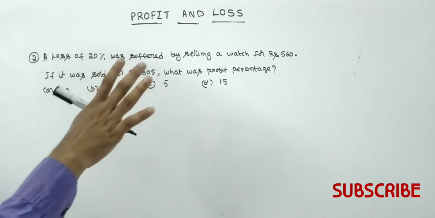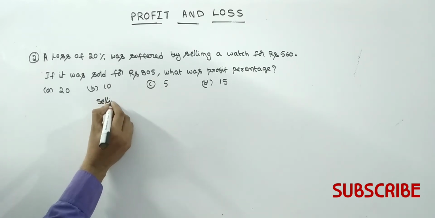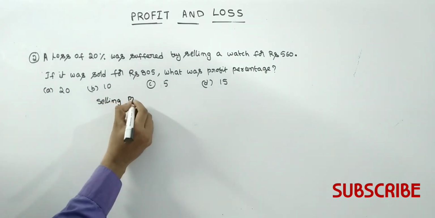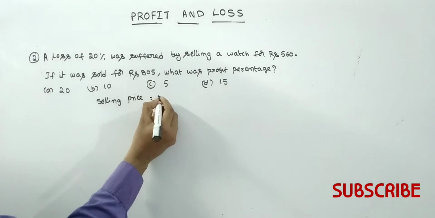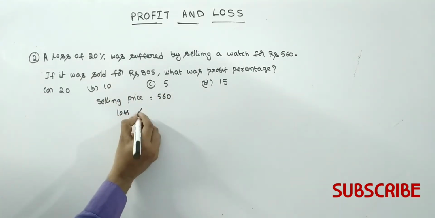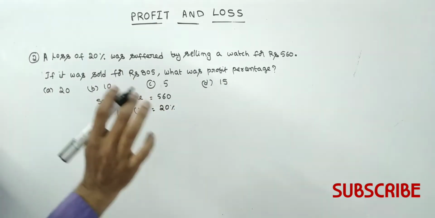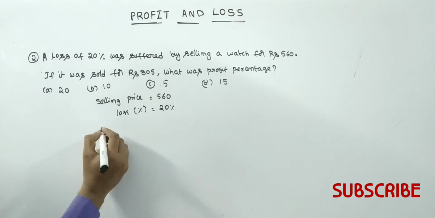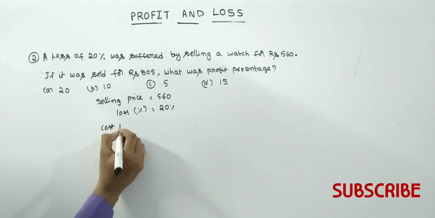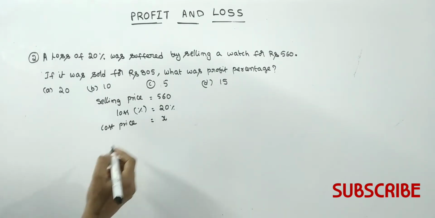See friends, first what he has given? Selling price he has given, 560, and the loss percentage also he has given. That means 20%. Then first we should find the cost price. See friends, we don't know the cost price, so you assume it as X.